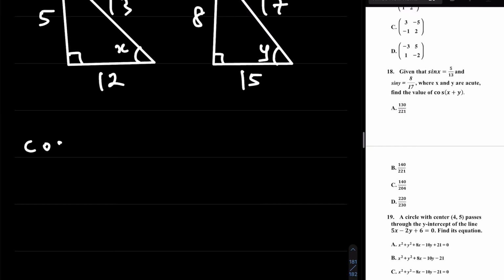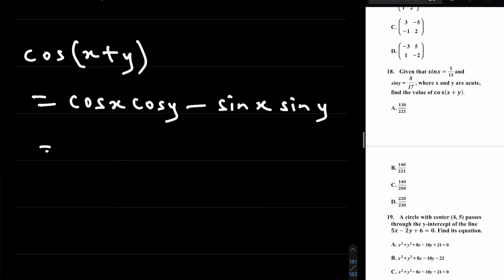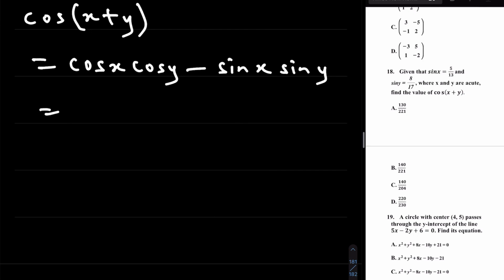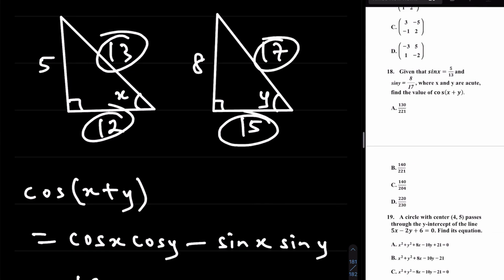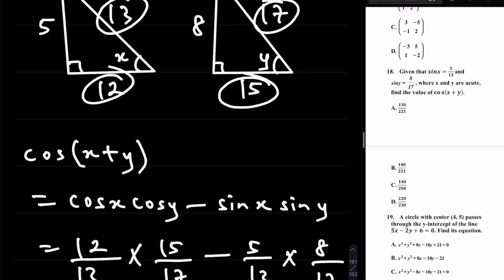So how do we now find the cosine of the sum of angles x and y? Cos of x plus y is the same as cos x cos y minus sine x sine y, and that's equal to cos x, which is adjacent over hypotenuse, that's 12 over 13, times cos y, which is also adjacent over hypotenuse, 15 over 17, minus sine x, which is 5 over 13, times sine y, which is 8 over 17.